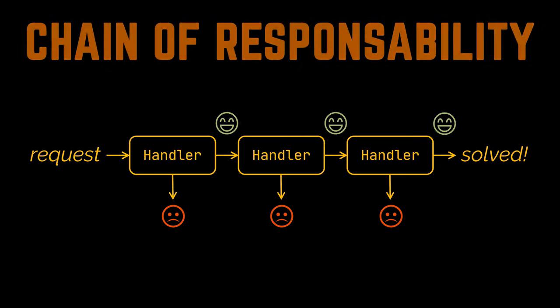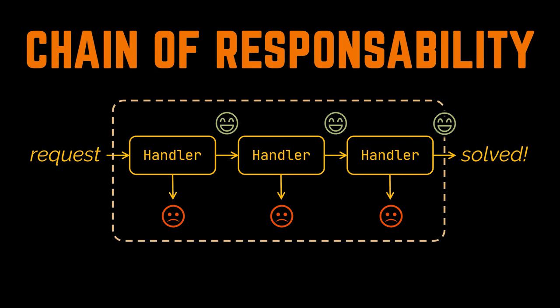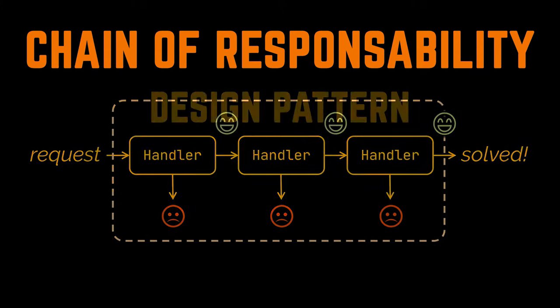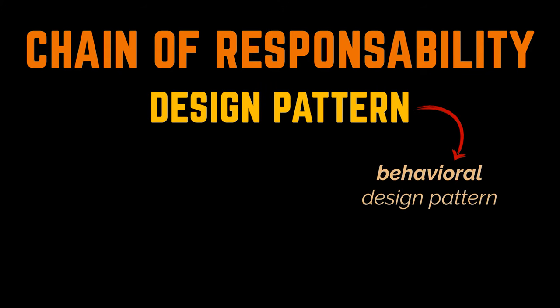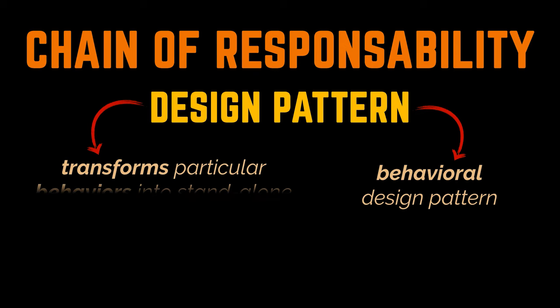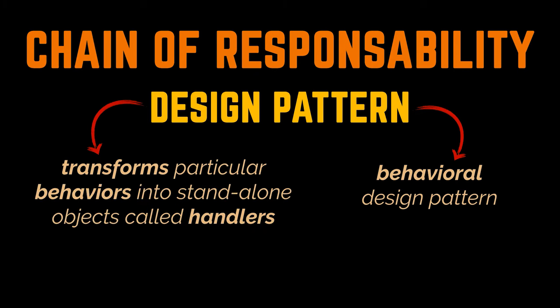This example and many others are perfect real-life analogies to the chain of responsibility design pattern. This pattern is a behavioral design pattern that lets you transform particular behaviors into stand-alone objects called handlers. Then, upon receiving a request, this request will pass along the chain of handlers where each one can decide either to process the request or pass it to the next handler in the chain.